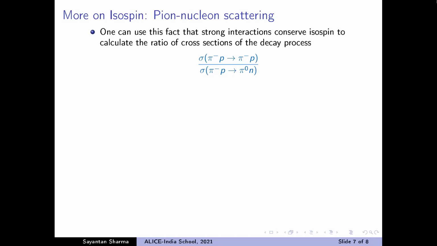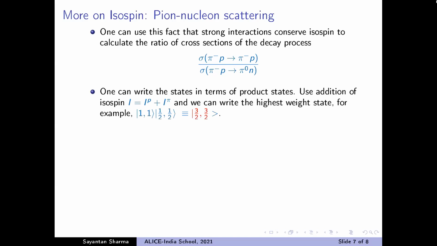To do that, one has to use the concept of product states. So how do you use that? First of all, here the total isospin is conserved, so you can add the isospins. Here the total I should be equal to the isospin of the proton and the isospin of the pion system. So here the proton belongs to the isospin half system and the pions belong to the isospin 1 system.